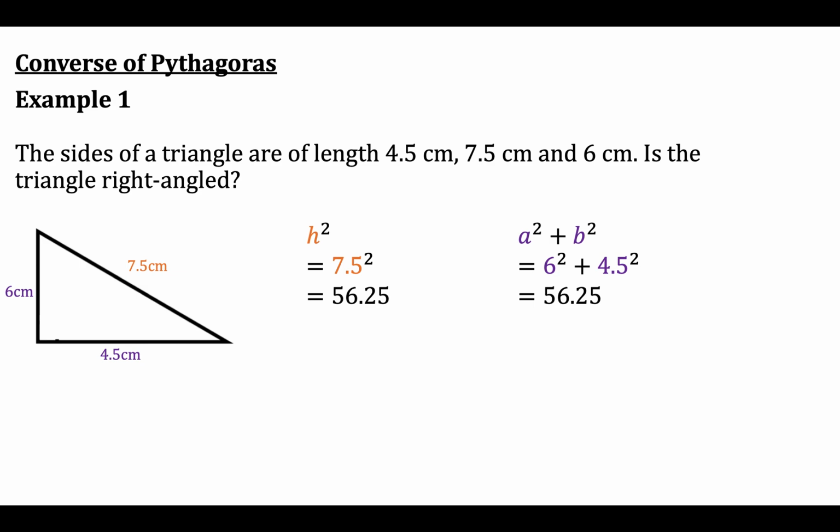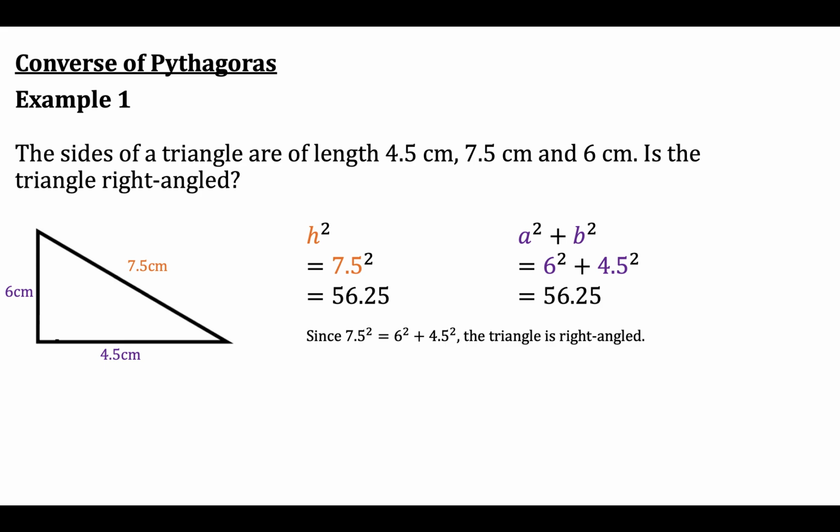Now for our answer we can't just say yes it's right angled and we're done. We absolutely can't do that. So we need to take our 7.5 squared and our 6 squared plus 4.5 squared, and we need to compare those. So we do know that they're equal because we got the same answer for each calculation. So we say in our answer, since 7.5 squared is equal to 6 squared plus 4.5 squared, the triangle is right angled.